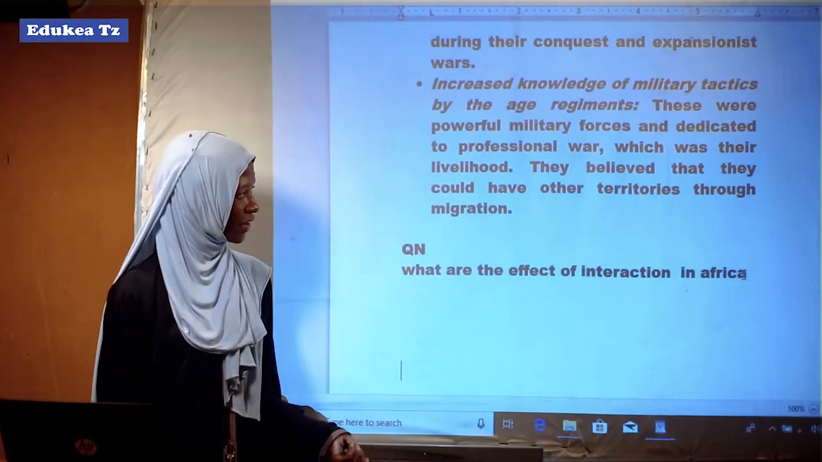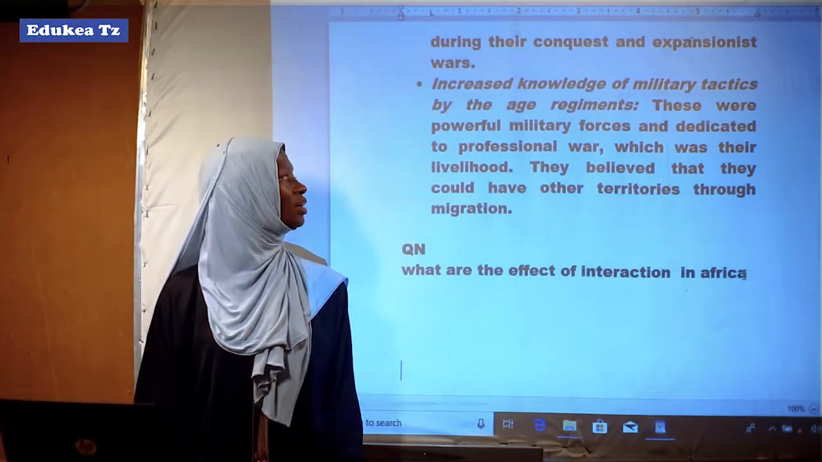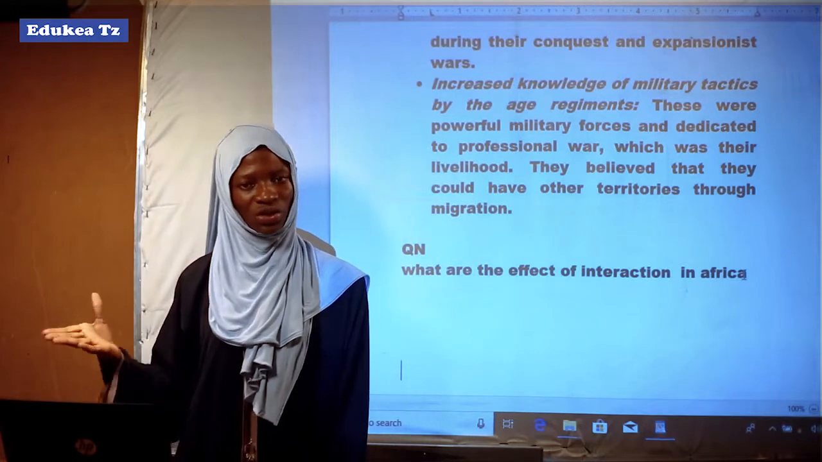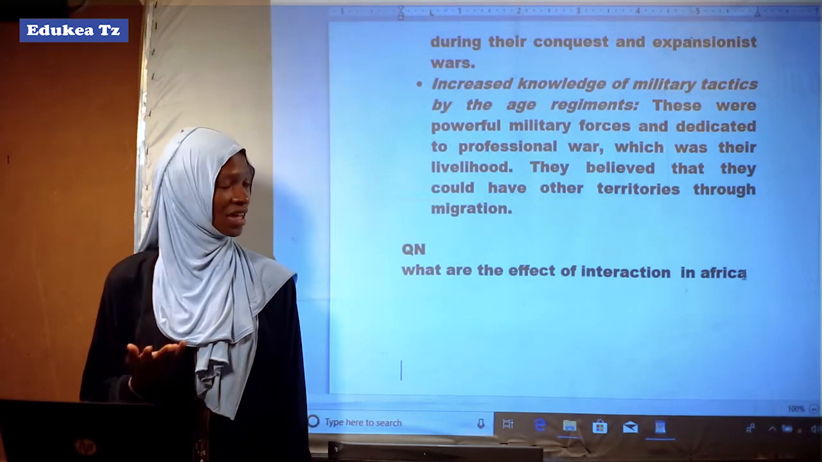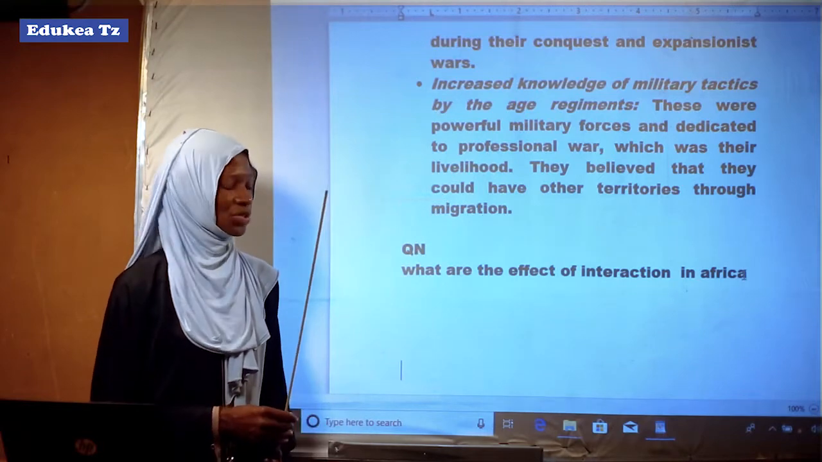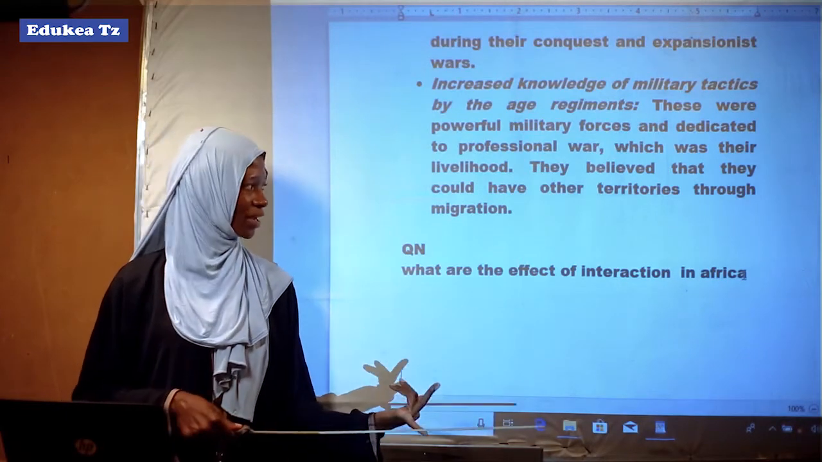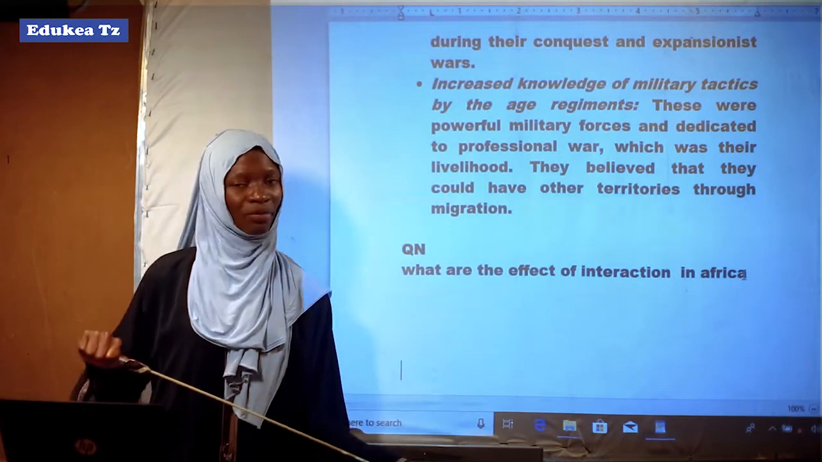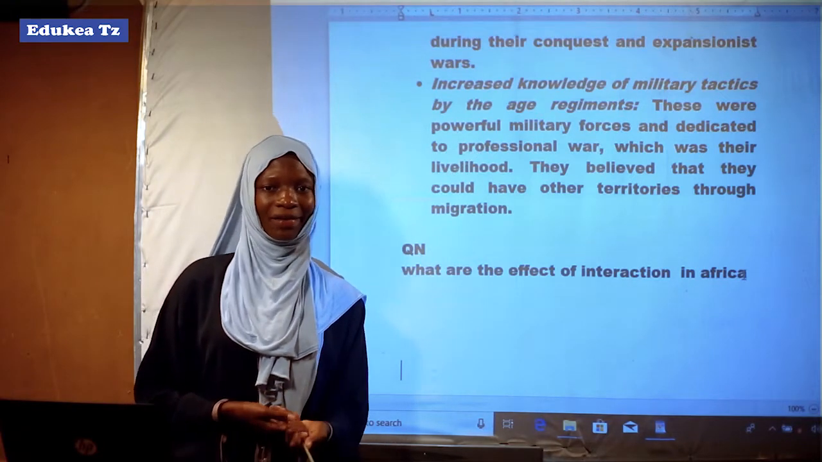They believed that they could have other territories through migration. Since their territory was conquered by Shaka, the Zulu, they believed that they had to find another territory where they would establish their own life system and territories. So this made them migrate from that area to the interior part of Africa, like Zimbabwe, Zambia, and Tanzania, especially the Songea region. That is the short story about the Nguni migration, or the Ngoni speaking community.